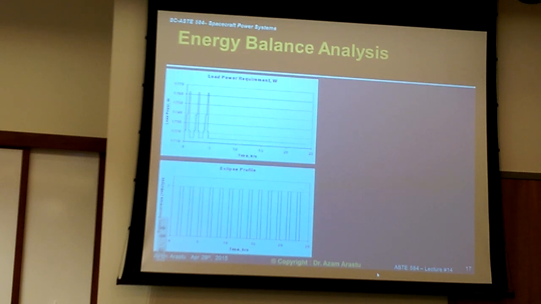Now if I plot the same thing on a time scale, this is a LEO operation. So here is one eclipse, a number of eclipse profiles. This part is sunlight, and this is the eclipse part. This is one orbit and it repeats. You can see it's doing this in sunlight, and in eclipse it comes down. So now I have a load profile mapped up with the orbit profile.